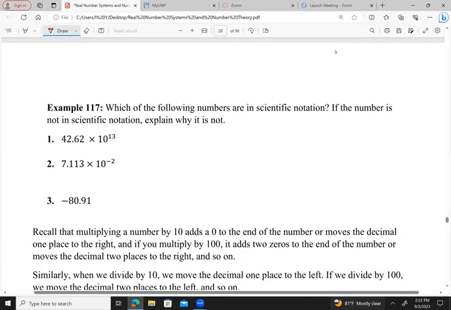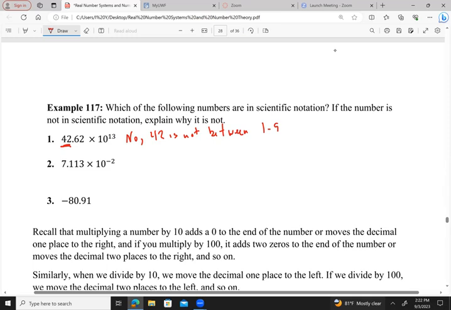So, which of the following numbers are in scientific notation? If the number is not in scientific notation, explain why it's not. Okay, so first we have 42.62 times 10 to the 13th. What's wrong is this is not between 1 and 9. No, 42 is not between 1 and 9 inclusively.